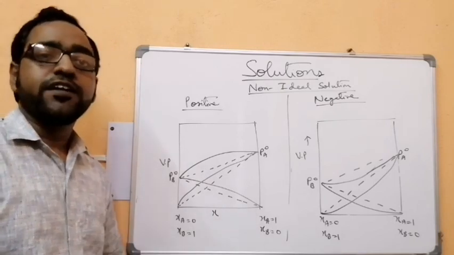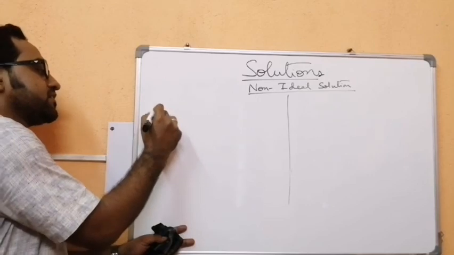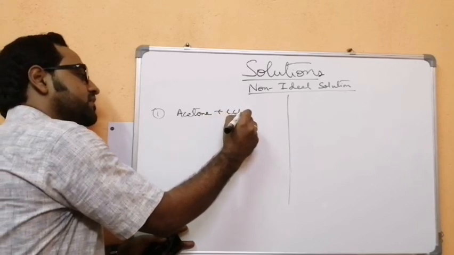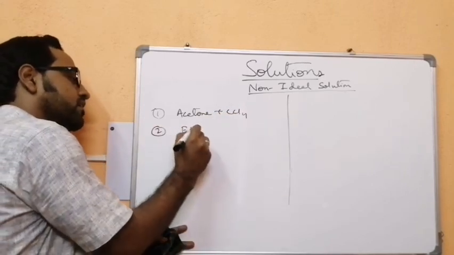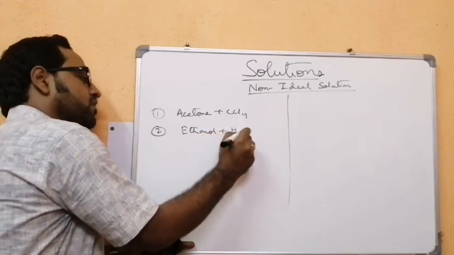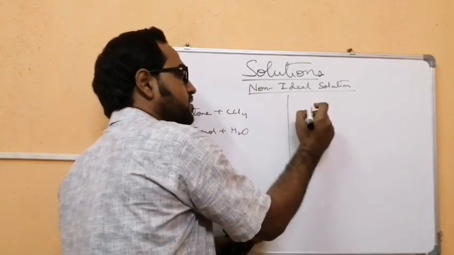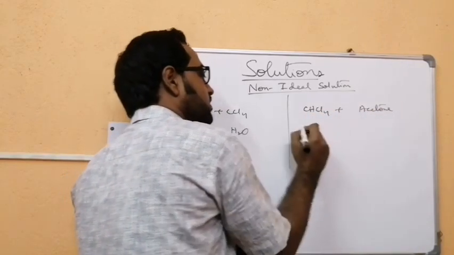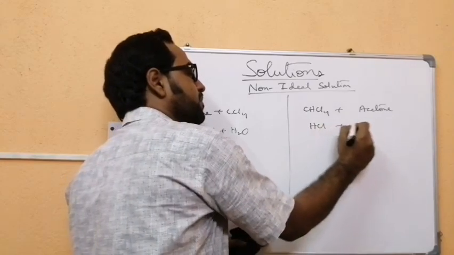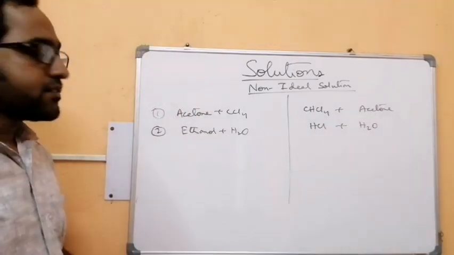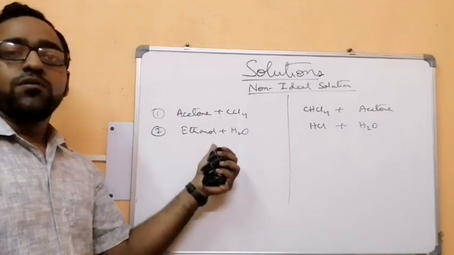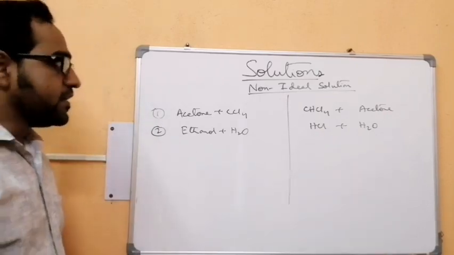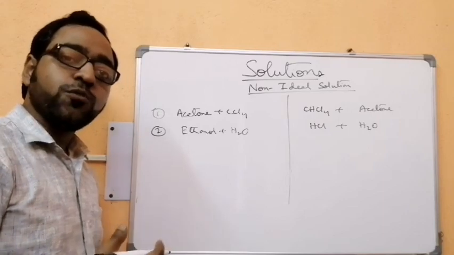Now, examples of such positive and negative deviation. Positive deviation, example, say acetone plus carbon tetrachloride. Second, ethanol plus water. For negative deviation, chloroform plus acetone. Second, say HCl plus water. So all these show non-ideal behavior. Here it is positive deviation, here it is negative deviation. Okay. Next, we will move on to azeotropic mixture.